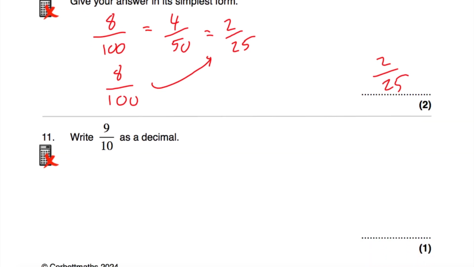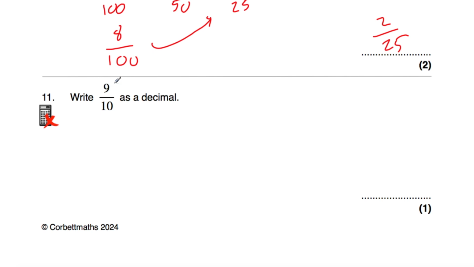Okay, let's look at our next question, question 11. Question number 11 says to write 9/10 as a decimal. Now again, this is one that I would say is useful to know off by heart. The fact that 1/10 is equal to 0.1, then 9/10 would be equal to 0.9, and that's it.